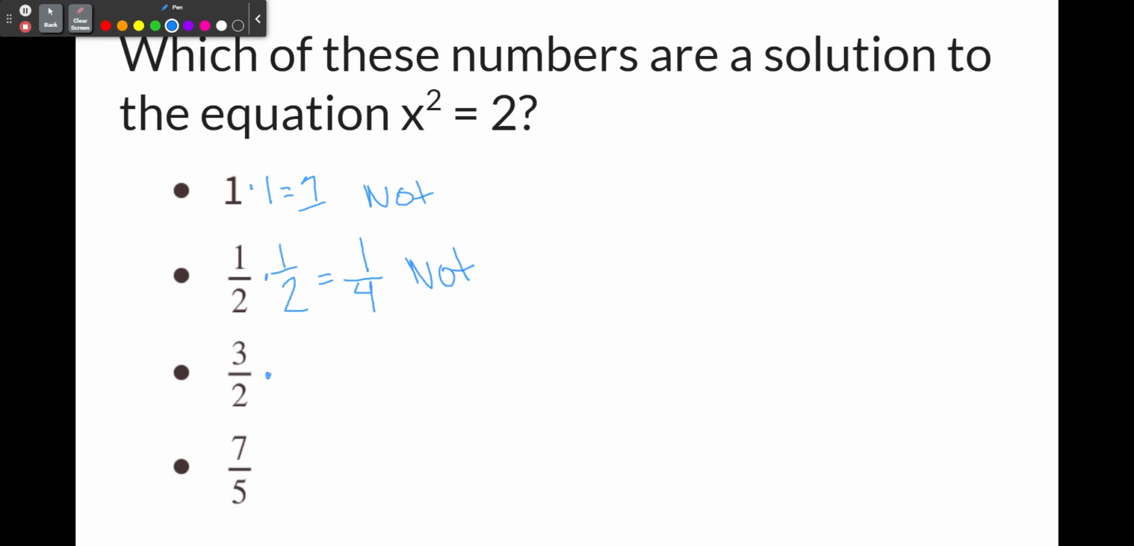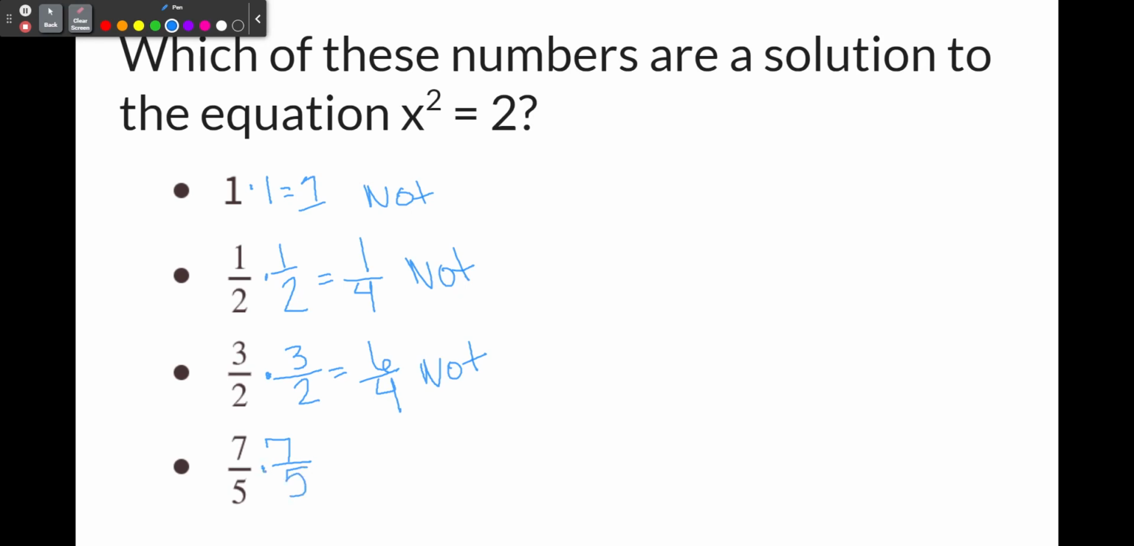All right, 3 halves. So we have 3 over 2 times 3 over 2, which is equal to 6 over 4. 6 divided by 4, that's not really good. That's still going to be not a solution. We're getting a little bit closer. So let's see.